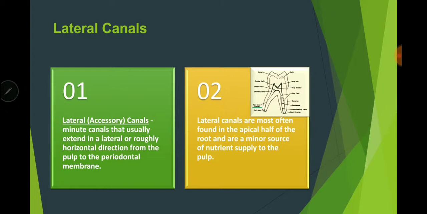And then you have lateral canals, which I said are accessory canals. These are minute canals that usually extend in a lateral or roughly horizontal direction from the pulp to the periodontal ligament. Lateral canals are most often found in the apical half of the root, and they are a minor source of nutrient supply to the pulp. That's the purpose of the lateral canals. If there are many lateral canals, sometimes the endodontic treatment may fail if you don't use sodium hypochlorite, EDTA, and also lateral condensation.